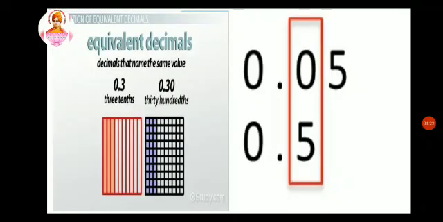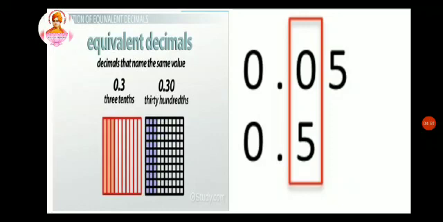We can also find the equivalent decimals for decimal numbers. In the first part, I have the number 0.3. The equivalent decimal for that number is 0.30. When you add 0 in the decimal part after the number already there, the value does not change.